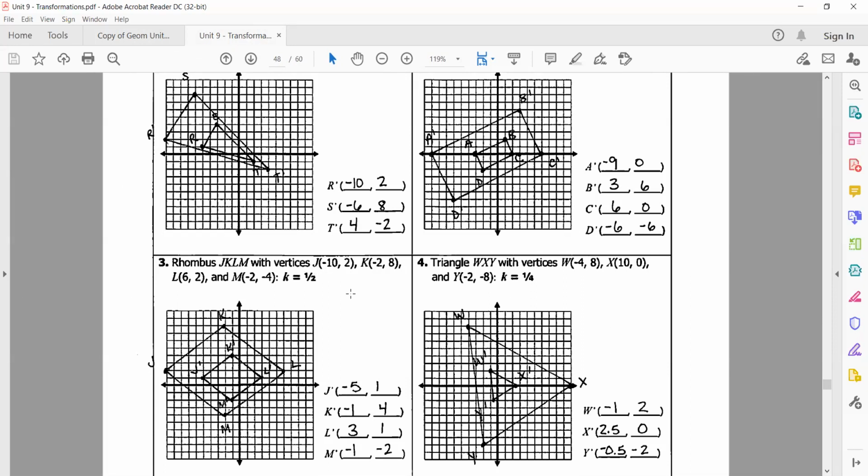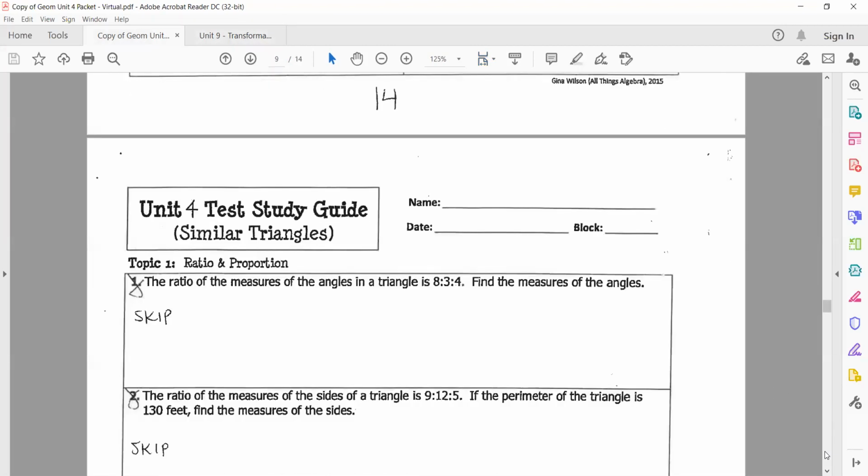The scale factor is like a multiple. So if it's less than 1, we're shrinking. If it's greater than 1, we're doing an enlargement. Anybody have questions? Okay.